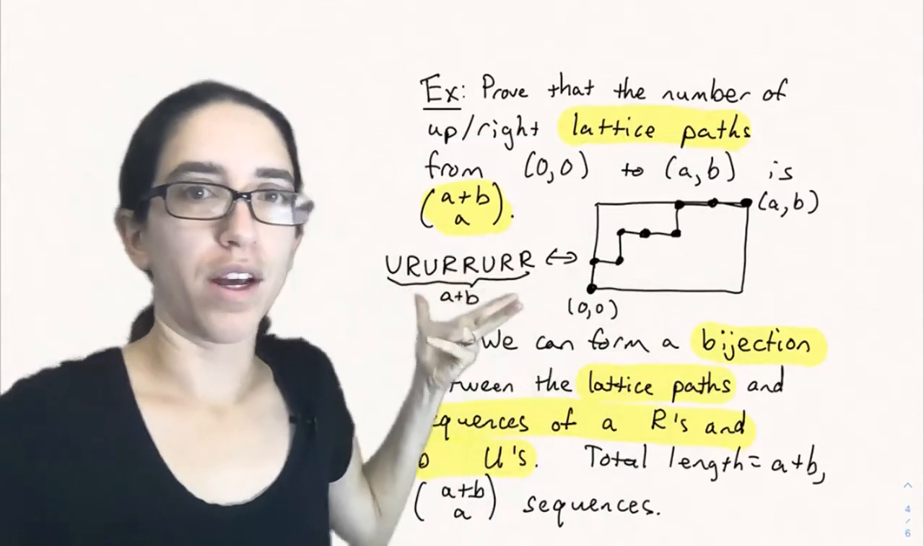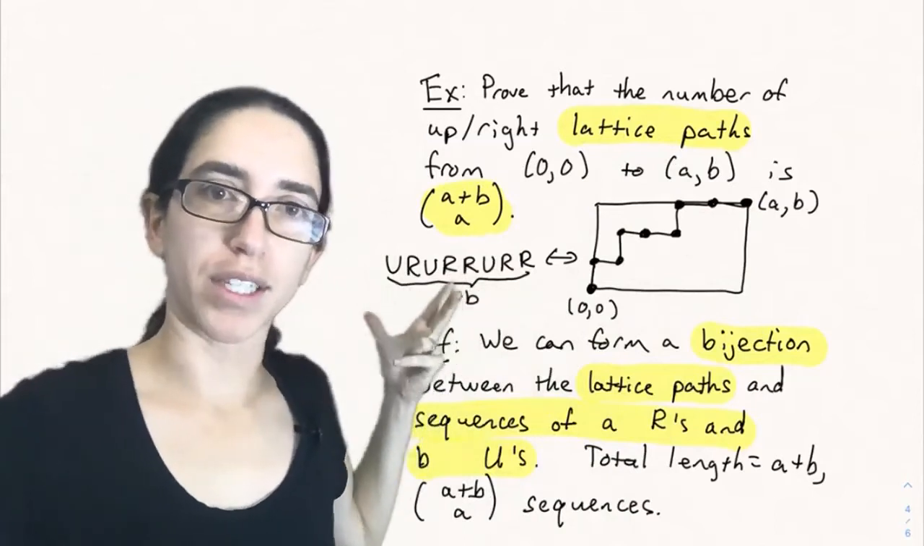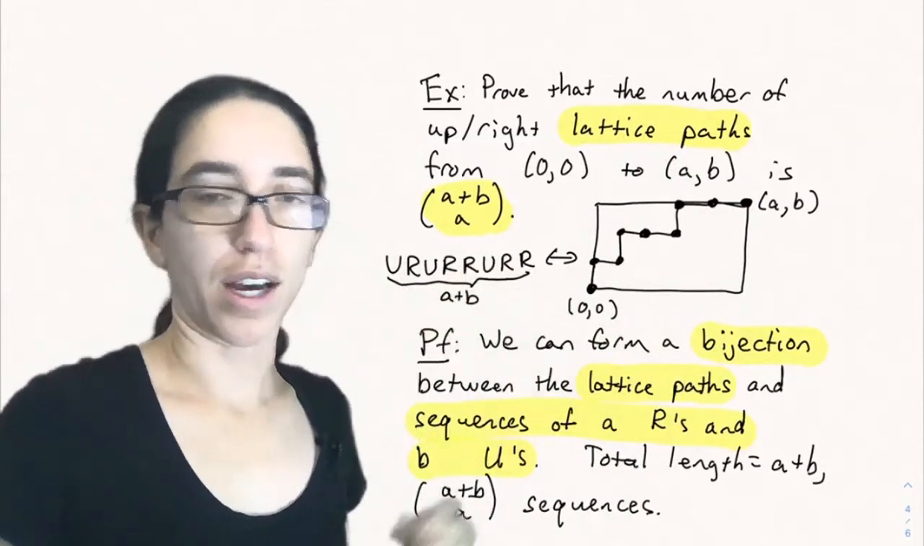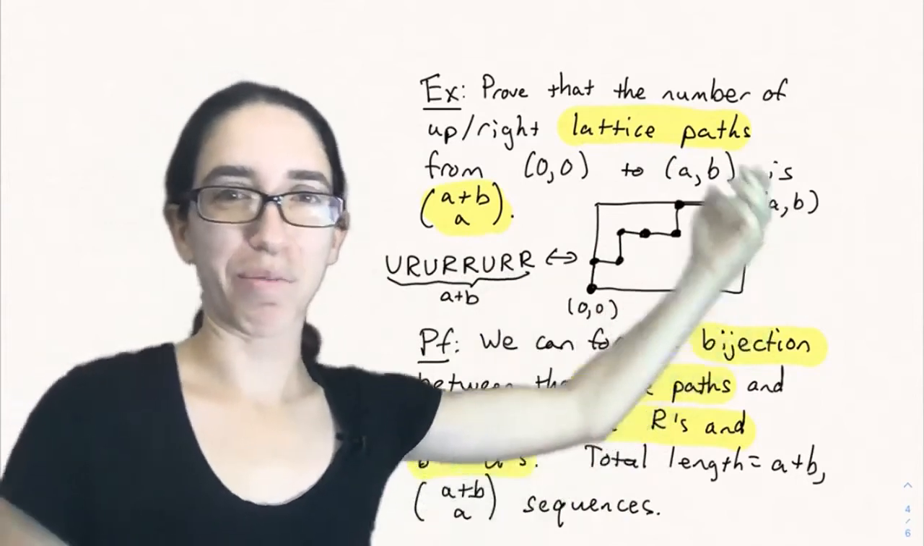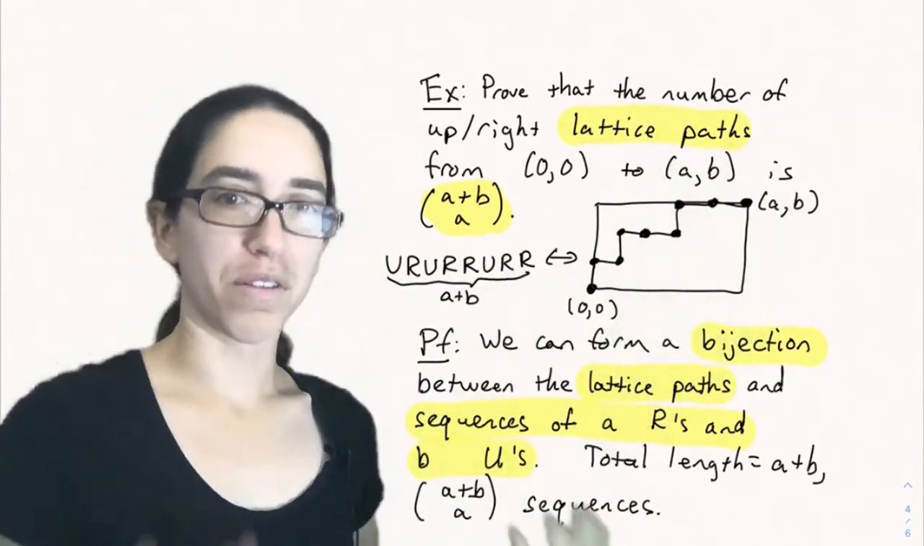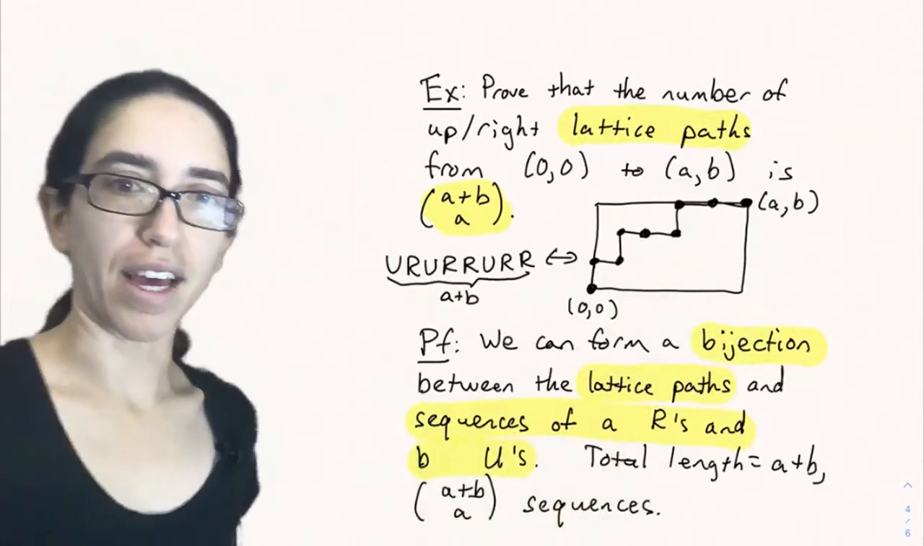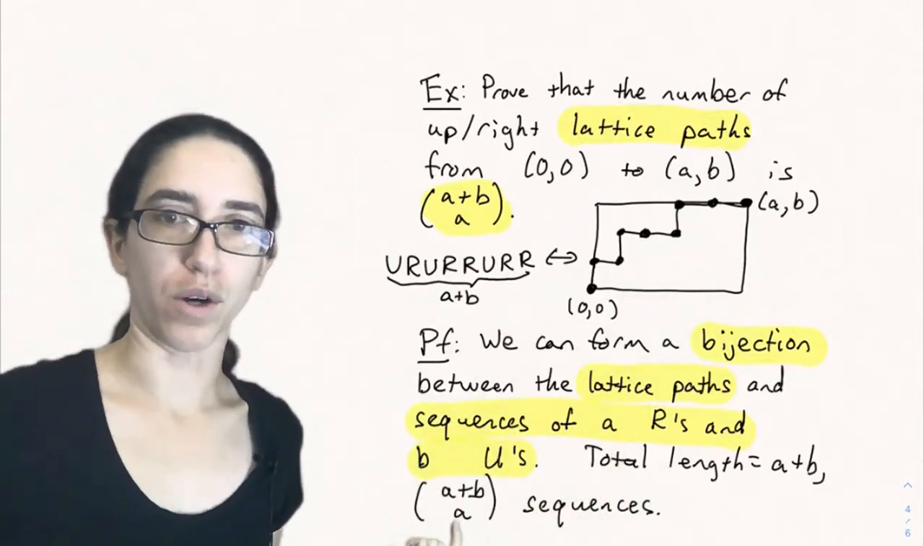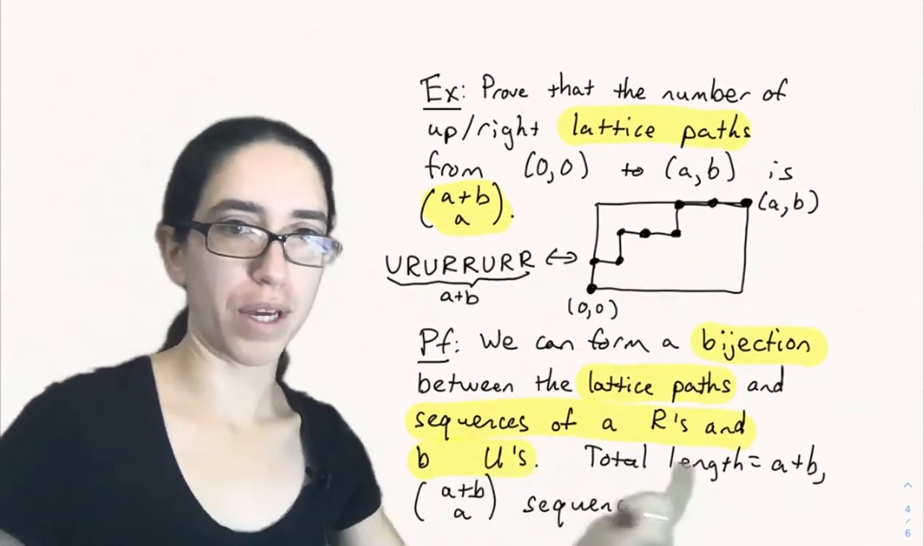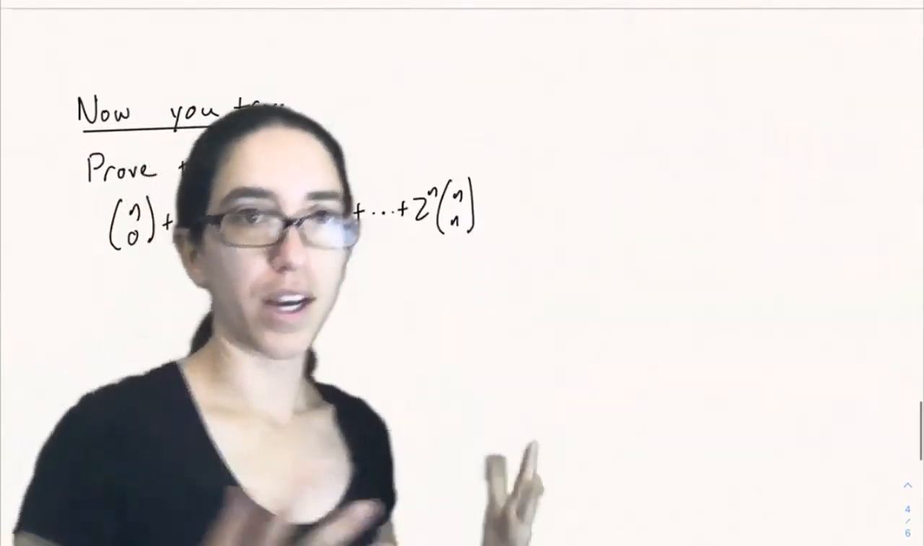We know that these sequences have length A plus B because they have A rights and B ups. And the number of those is A plus B choose A then, because we're choosing where the U's can go. So the total length here is A plus B. There's A plus B choose A sequences. And that completes the proof.